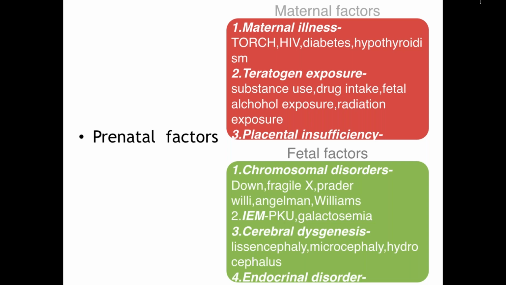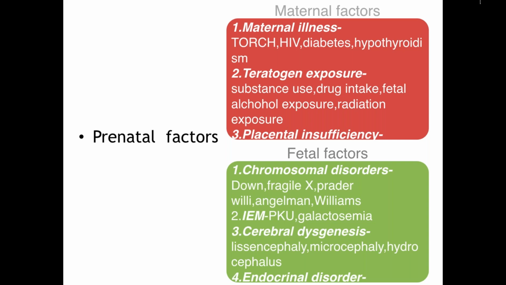However, things like fetal alcohol syndrome usually will not present primarily with CP. They present with GDD or intellectual disability. Amongst fetal factors, you have chromosomal disorders like Down syndrome, Fragile X syndrome, Prader-Willi, Angelman, or Williams syndrome. Some examples of commonly seen syndromes associated with GDD or ID.